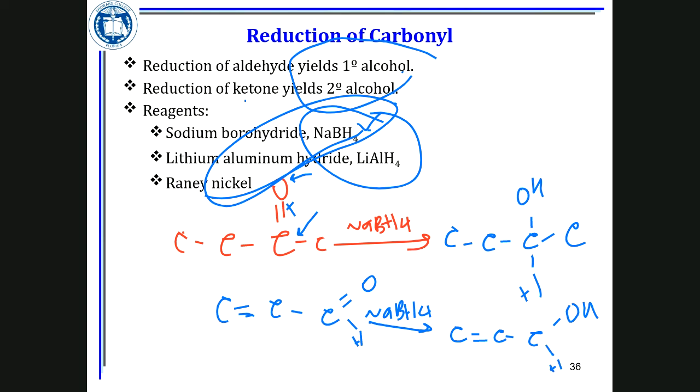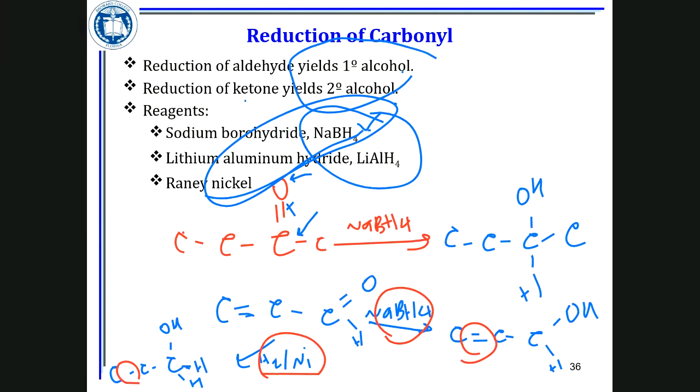But if you use H2 with the Raney nickel, you are going to get a single bond. You get the primary alcohol here, but at the same time, it gets saturated. So do you want to keep the CC double bond? Then use sodium borohydride. Okay, it's going to keep the CC double bond. If you use nickel, there is no CC double bond left. It saturates both, or reduces both.